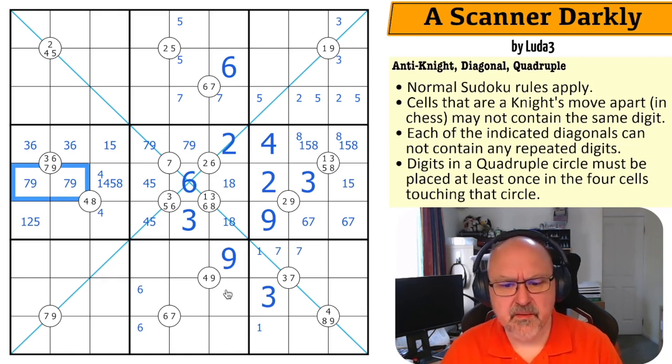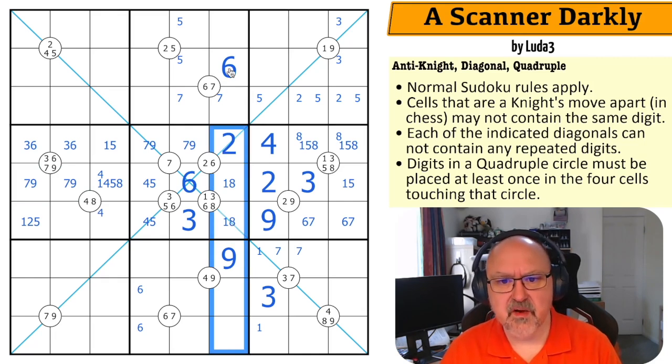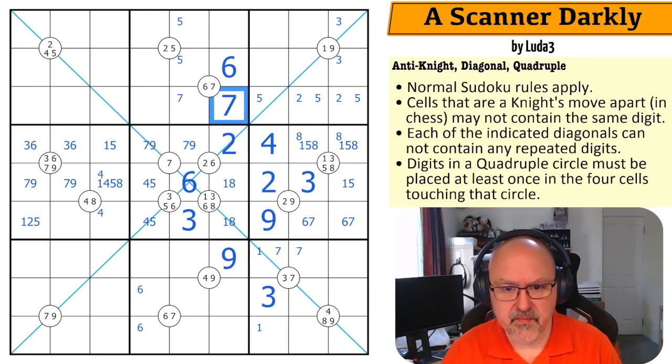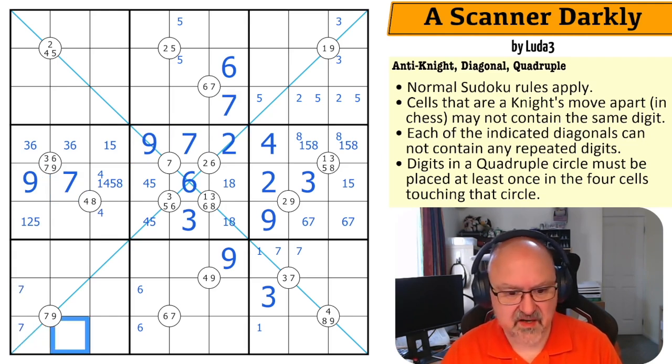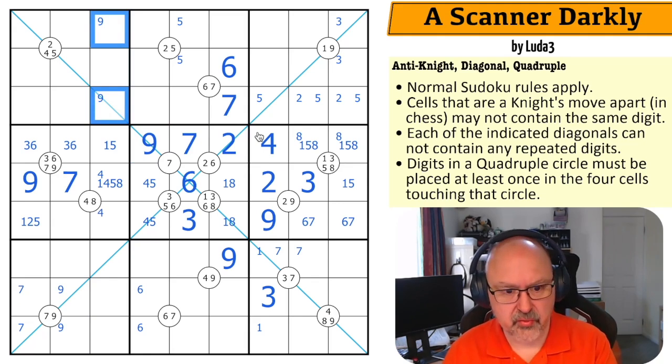Oh, here's something. 7 can't go in those, 7 can't go in those, 7 can't go there because I've got 7 because of the quadruple. So this has to be the 7 in the column. Does that 7 do anything? Yes, it makes that the 9 and that the 7. That 9 sees that one, making that the 7 and that the 9. That means 7 is down here and 9 is down here, which means 9 is in one of those 3. That 9 sees that one. So 9 is in one of those 2.